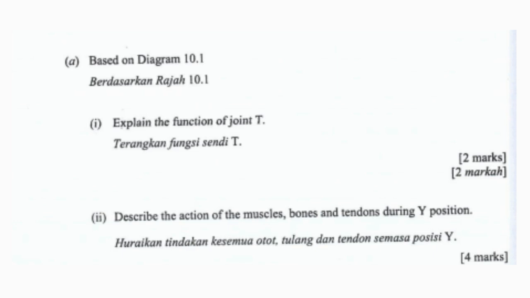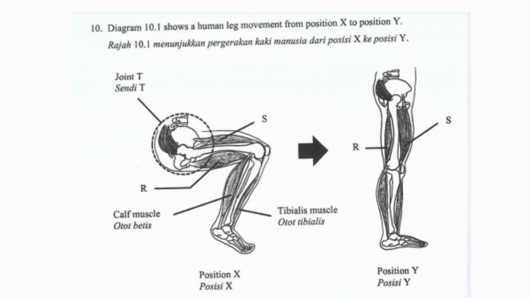A. Based on diagram 10.1, explain the function of joint T. Now, before answering, let's observe diagram 10.1 to see what we're working with. Joint T is located near the hip joints of the body, which also happens to be near the femur. So we can come to a conclusion that joint T is a ball and socket joint, and you can always refer to your textbook, page 271, if you've forgotten what a ball and socket joint does. Technically, it just allows rotational movements in all directions.